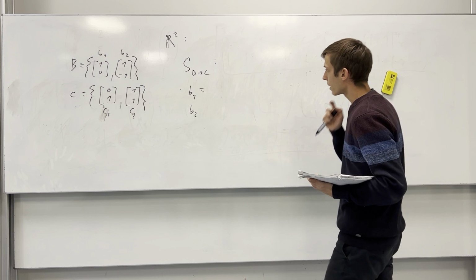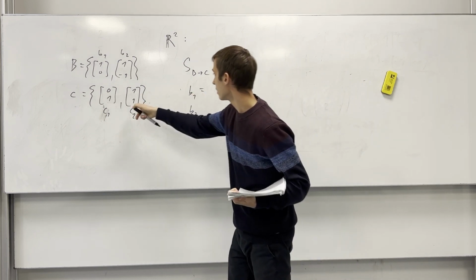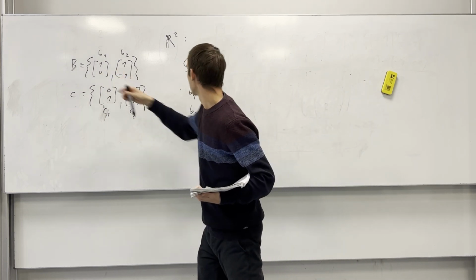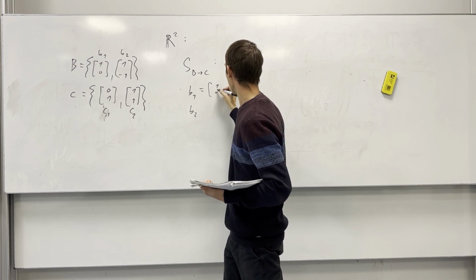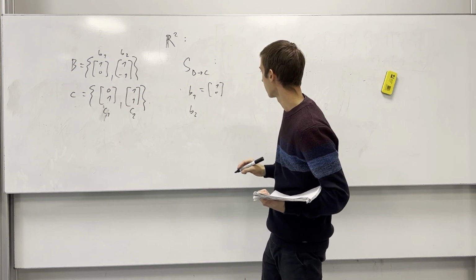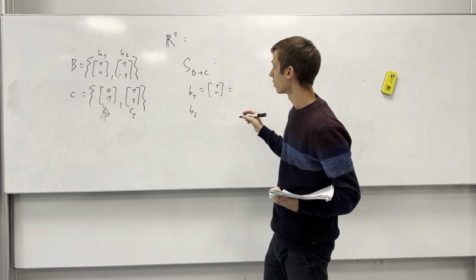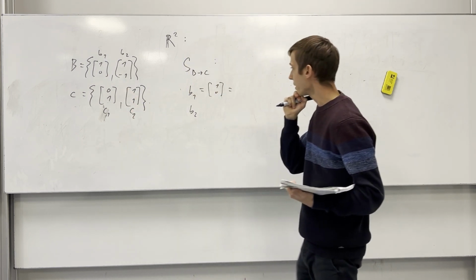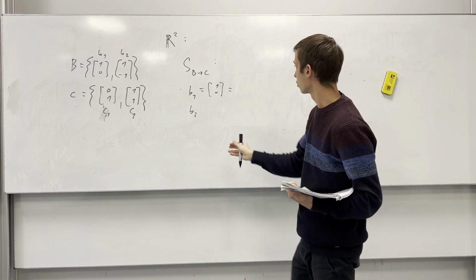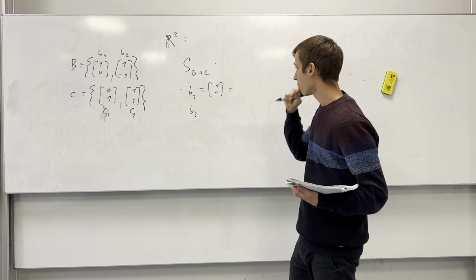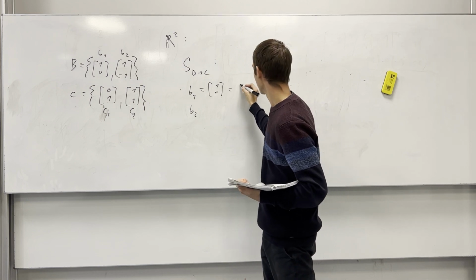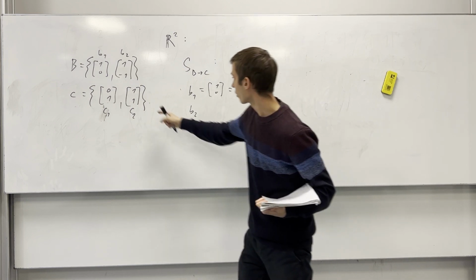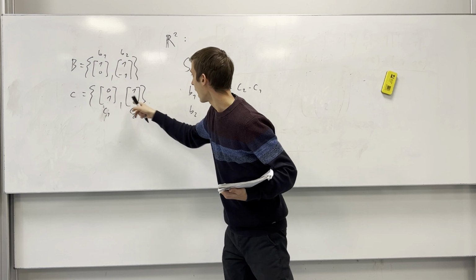So how will I write B1 in terms of C? Well, B1 is 1, 0. So 1, 0 will equal a linear combination of C1 and C2. How many C1s and C2s do we have to add together to get 1, 0? Well, we can do C2 minus C1. Because if I subtract C1 from C2, I get 1, 0.